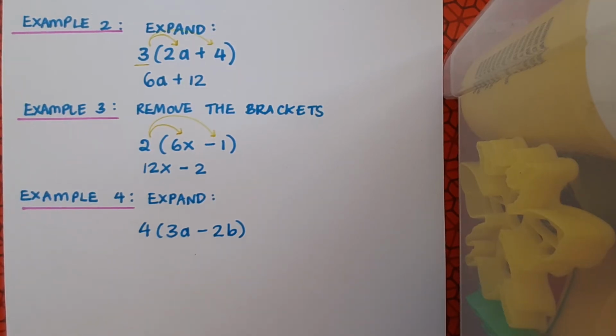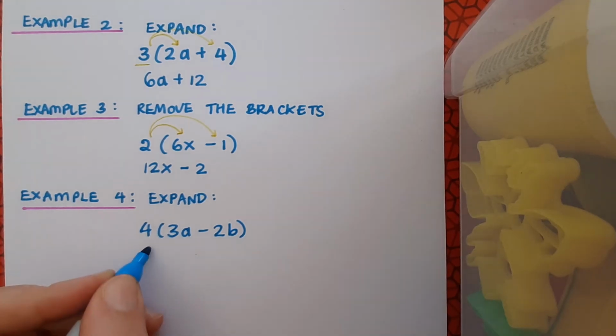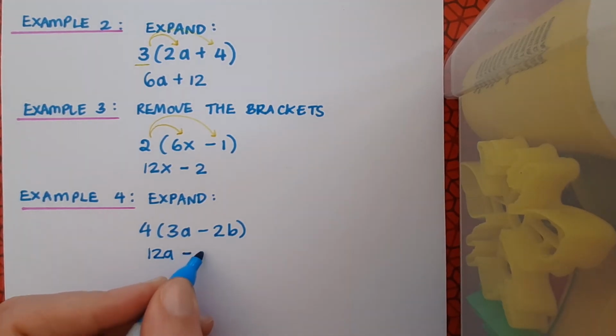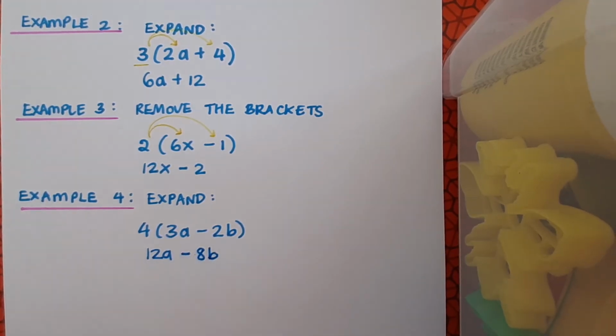Here's another example. Expand 4 bracket 3a minus 2b. At this stage, you should recognize that when you see brackets, it means that you need to multiply. Again, pause the video at this stage and see if you can do this yourself. Okay, so 4 is going to multiply by 3a, which is going to give me 12a. And 4 is going to multiply by minus 2b to give me minus 8b. And this is my answer for example 4.